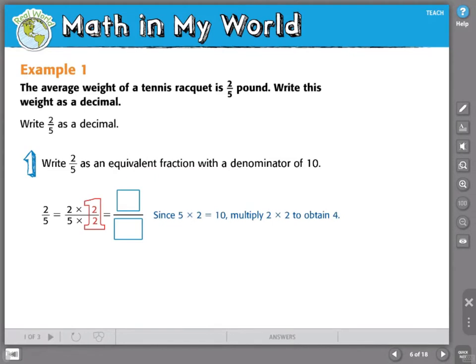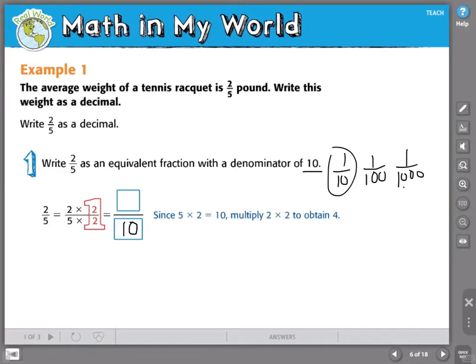Try another example. The average weight of a tennis racket is 2/5 of a pound. Write this weight as a decimal. We're going to write 2/5 as a decimal. In order to do that, we need to write it as an equivalent fraction with a denominator of 10. Again, we could have chosen tenths, hundredths, or thousandths, but the easiest one here is tenths. So I need to turn this into tenths.